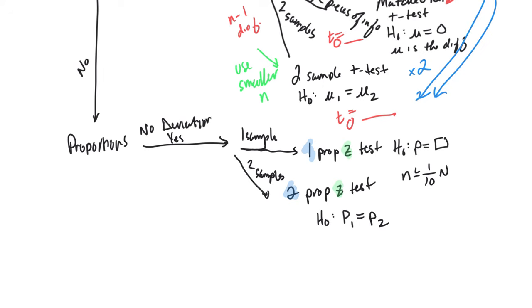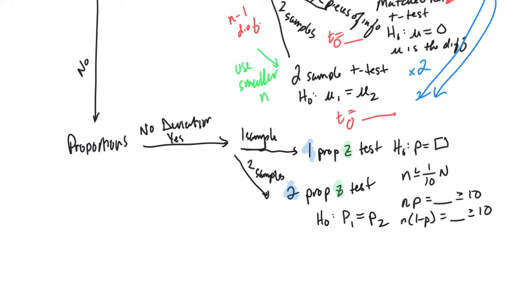Sample size has to be less than or equal to 1/10 the population size. Condition 2 is that our sample size times our proportion has to equal a number that's greater than or equal to 10, and n times the complement of that proportion.